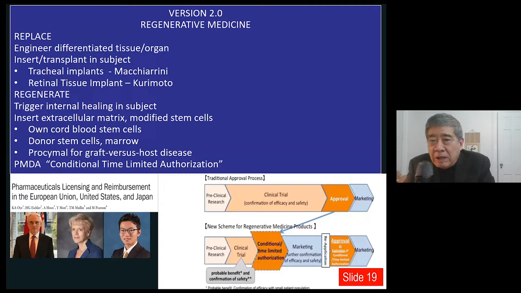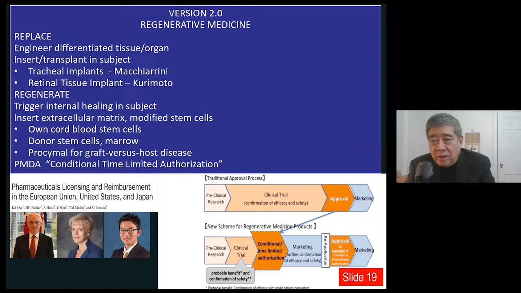PMDA has come up with something called conditional time-limited authorization, which is an explicitly adaptive approach to managing the risks associated with regenerative medicines. And I worked on an article with colleagues in government in Europe, in the US, and in Japan on pharmaceuticals and licensing reimbursement using adaptive strategies.